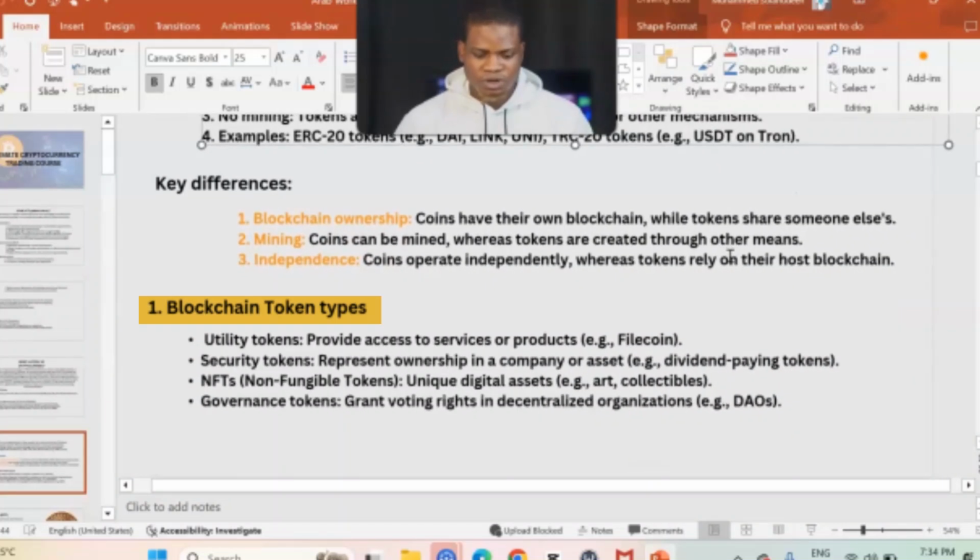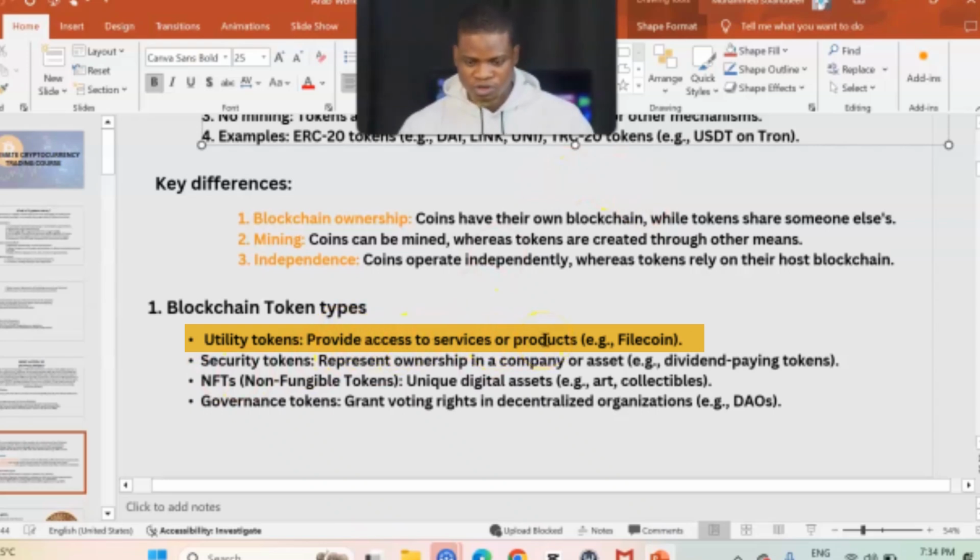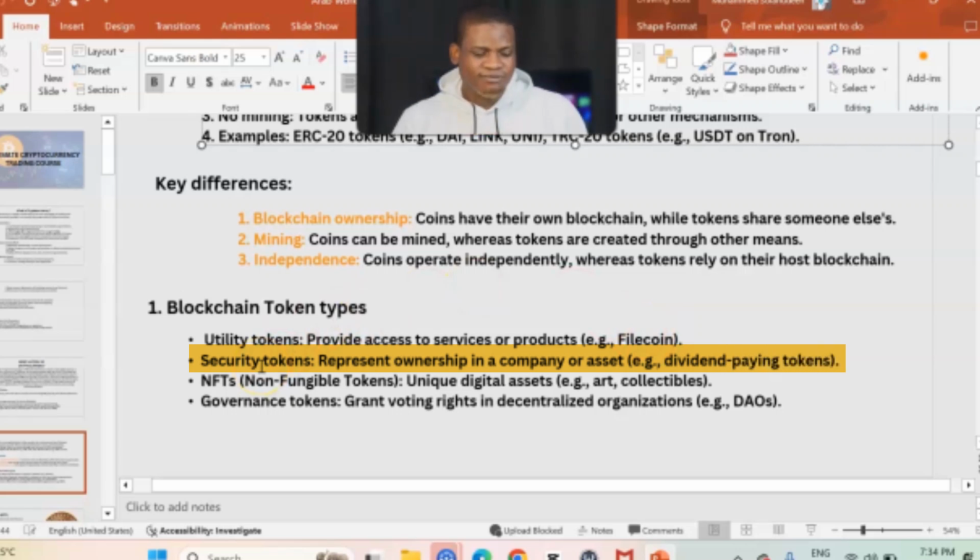Alright, so now the blockchain token types. We have different kinds of tokens in the blockchain industry, in the crypto industry. We have utility tokens, which provide access to services or products, such as Filecoin. We have security tokens that are created for the security of maybe some companies or some assets, like some dividend-paying tokens.